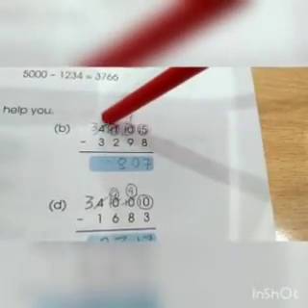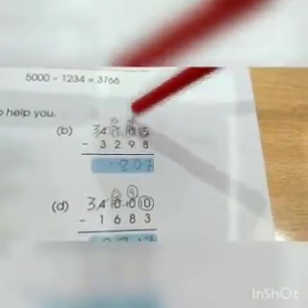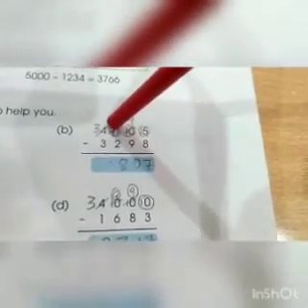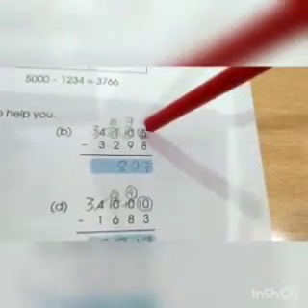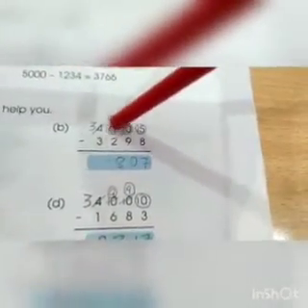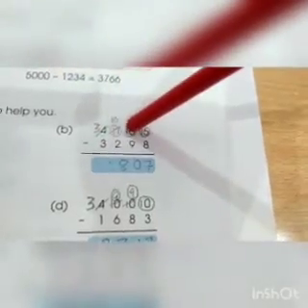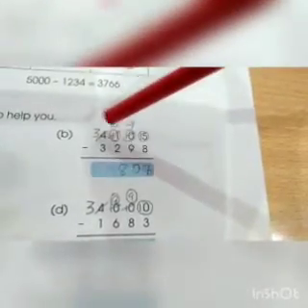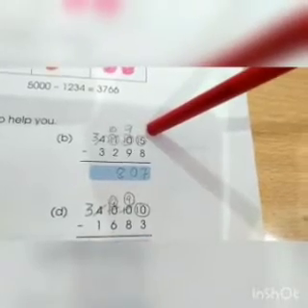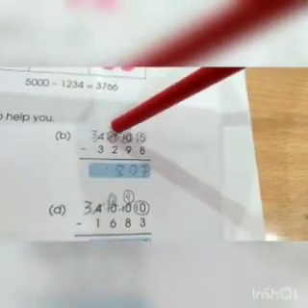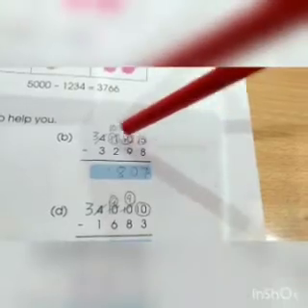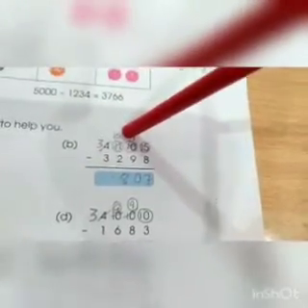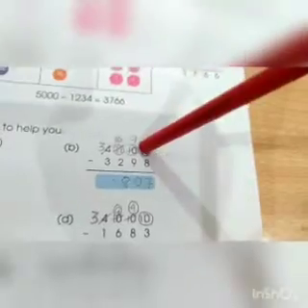Okay, 1000 into 10 hundreds. Now 4105 is equal to 3 thousands and 10 hundreds. Okay, we need to borrow again. Now 1 hundred into 10 tens. Okay class, 4105 is equal to 3 thousands, 10 hundreds and 10 tens.